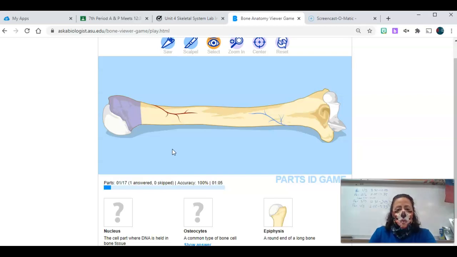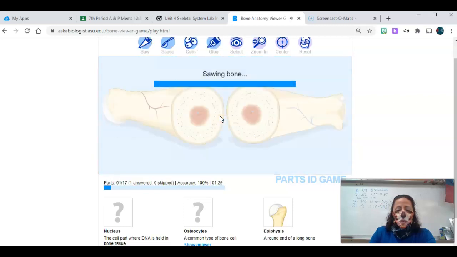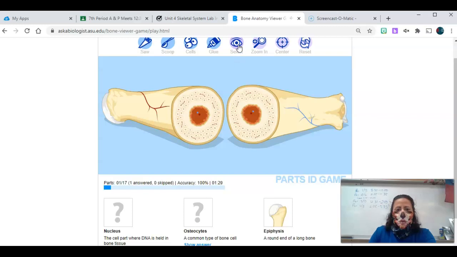Okay, so now we've got to get to a cellular level for nucleus and osteocytes. So I'm going to have to saw this bone, and I can either do it with a transverse incision or a longitudinal incision. So see, I'm just hovering right now. Let's do a transverse. All right. I want to select a portion because I need to look at cells. And right now I've cut through the bone. I'm looking at the tissue, but I need to see the actual cells, not the tissue, but the individual cells. So that's highlighted. That's the outside. Let's click on this. These are individual cells.